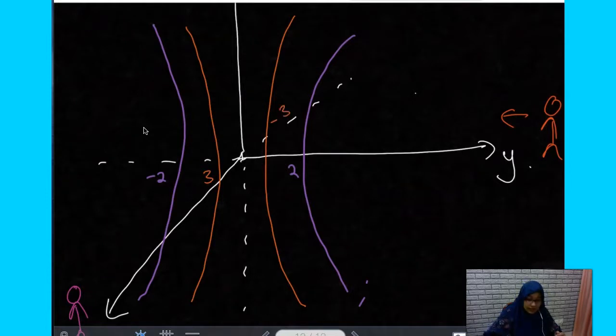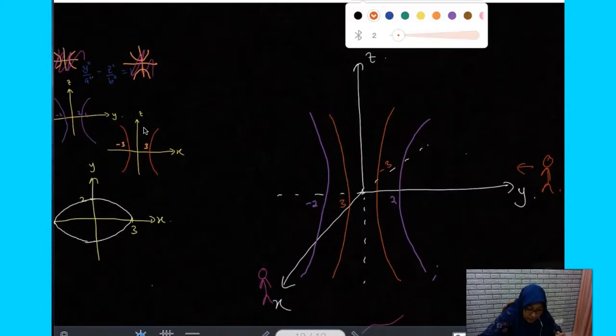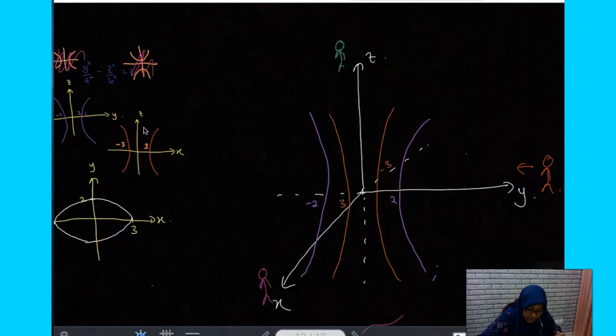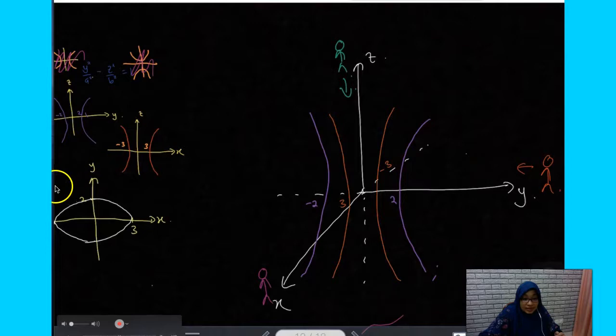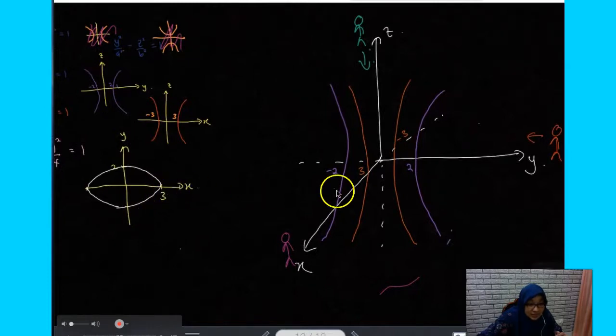Okay, and what can you see right on the floor? So now you are standing over here and you're looking downward. So you can see an ellipse. Right on the floor, you can see an ellipse. So now you can see the x-intercept, so 3, and the y-intercept, you can see 2.